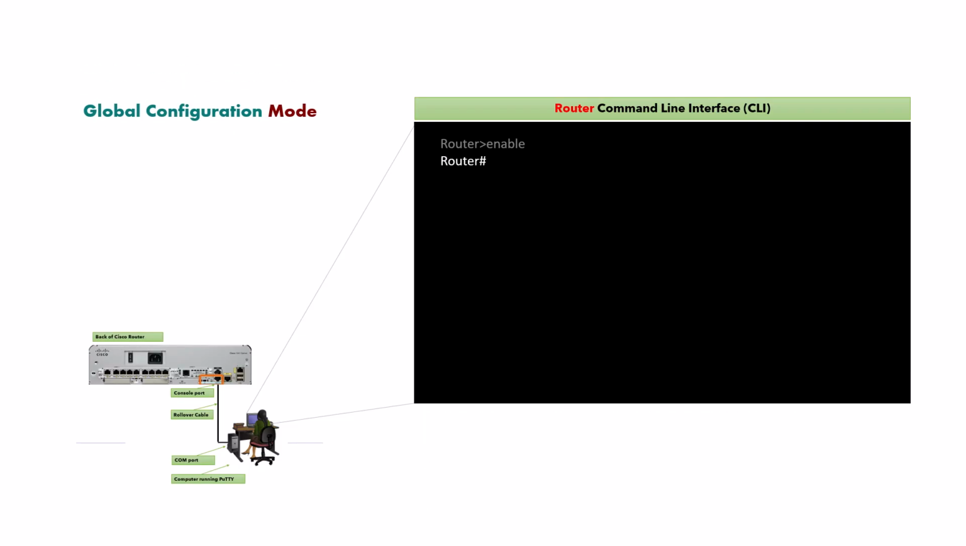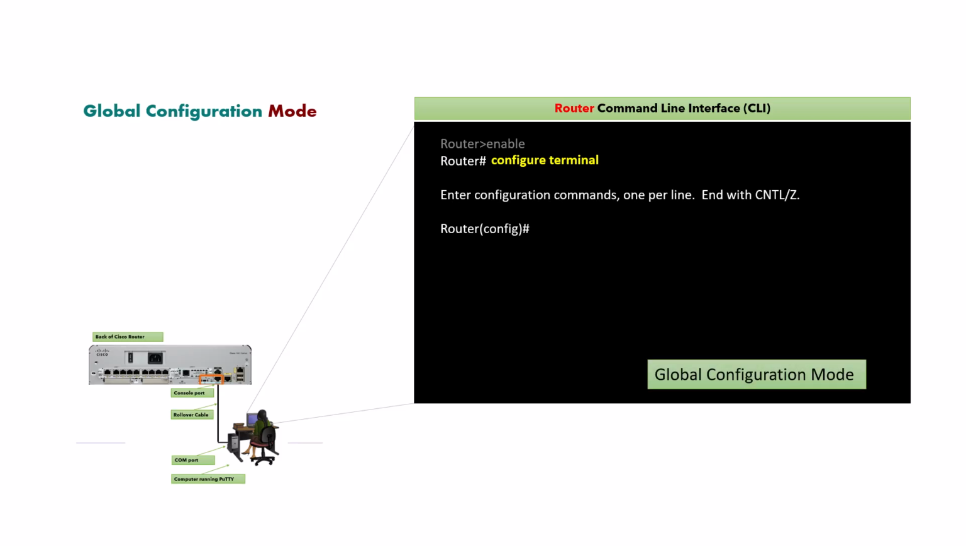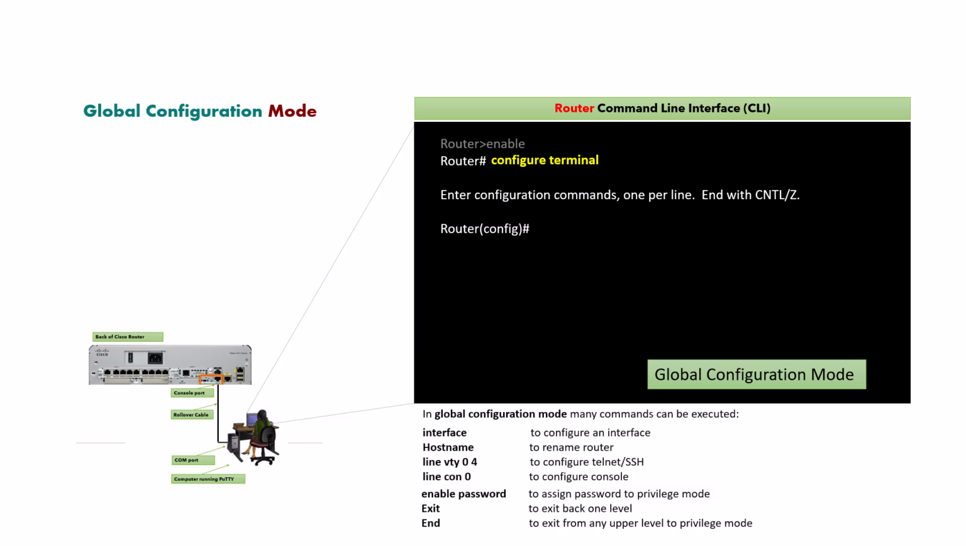After accessing the privilege mode of the router, you can type configure terminal and press enter to access global configuration mode of the router. The prompt for global configuration mode is Router(config)#. If you type question mark and press enter, all the commands available at this mode are going to be displayed with their explanation. Some of the most commonly used ones are listed on this slide for you.